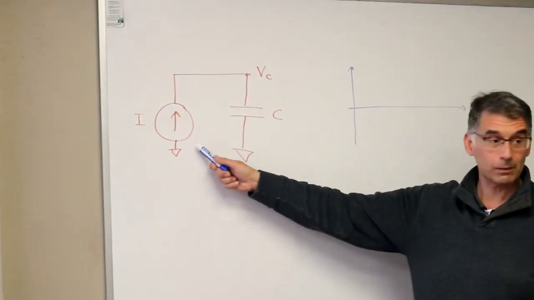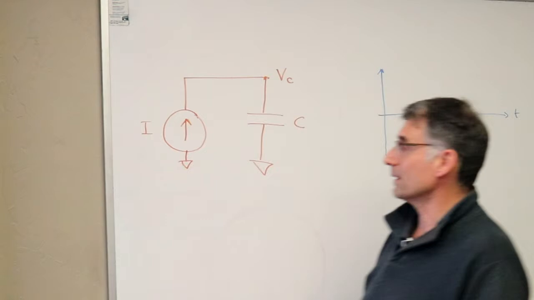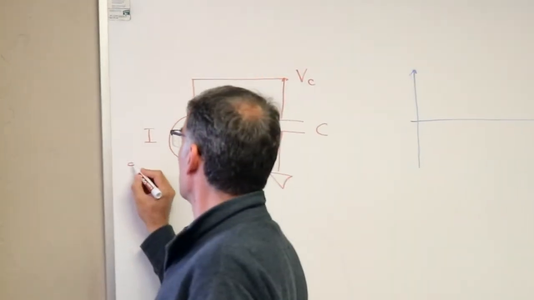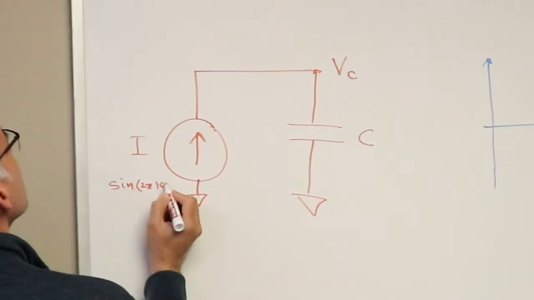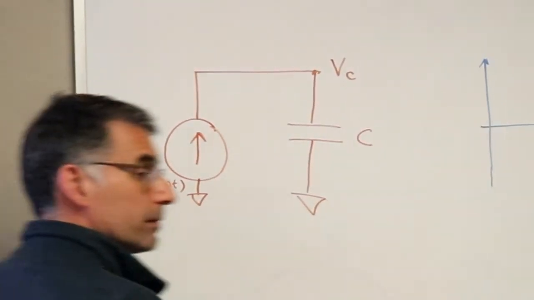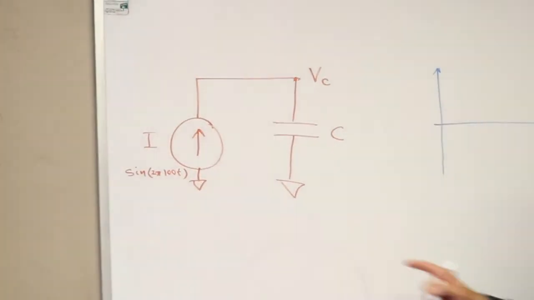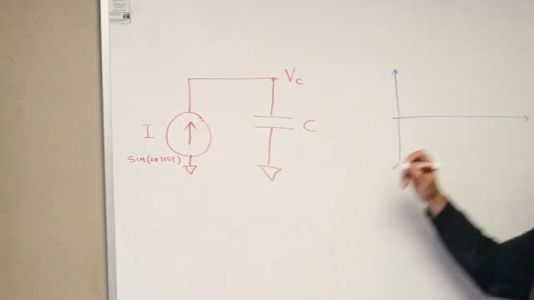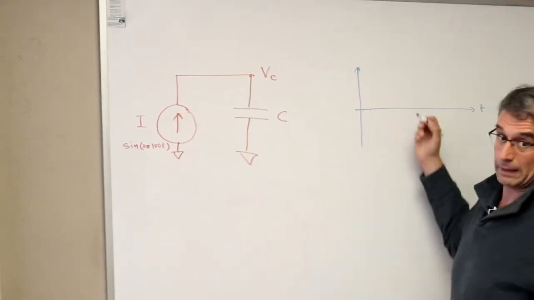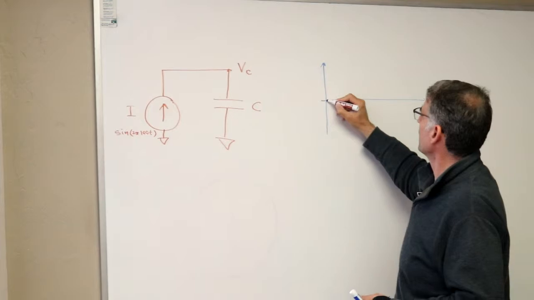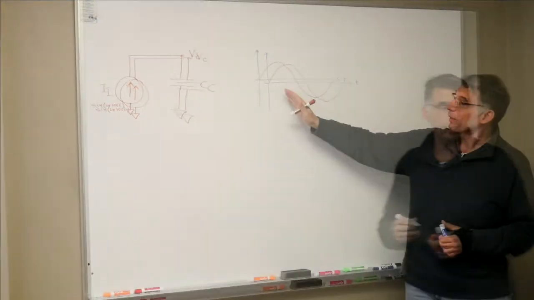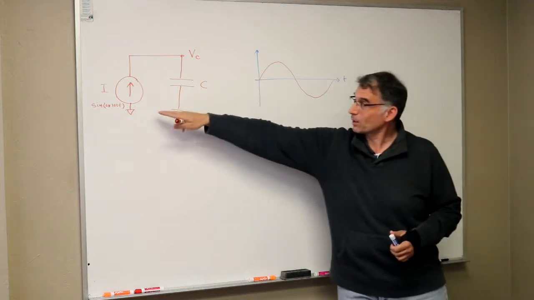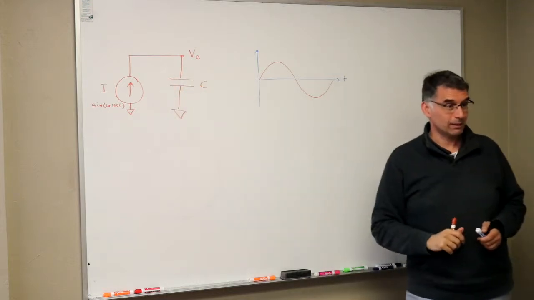So the current, we set the current to be a sine wave, 100 hertz. Right? So when we looked at the current waveform, it's a sine wave. It starts at 0, goes to its max, comes back to 0. Now this current is going through the capacitor, right?